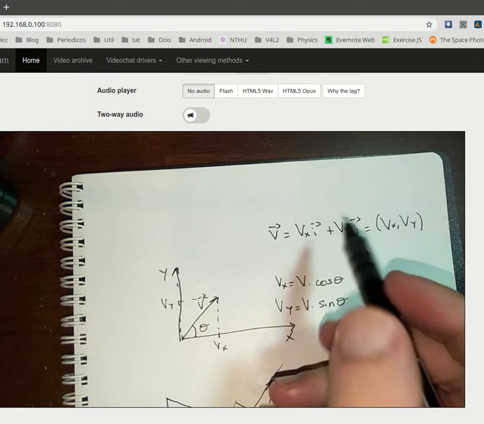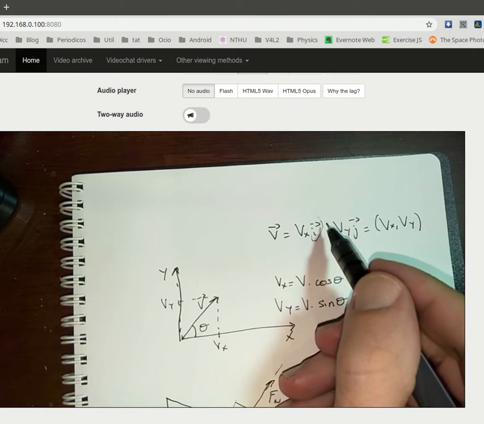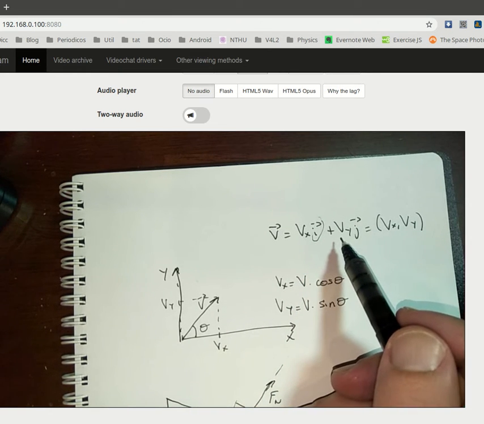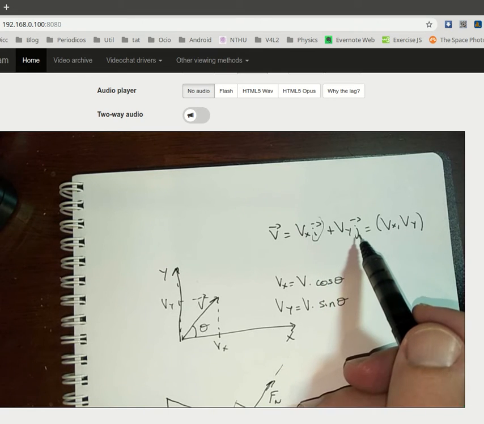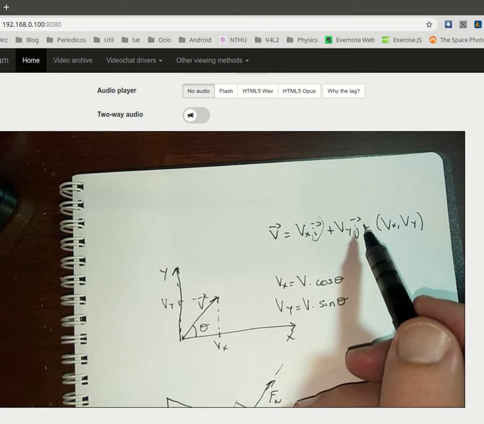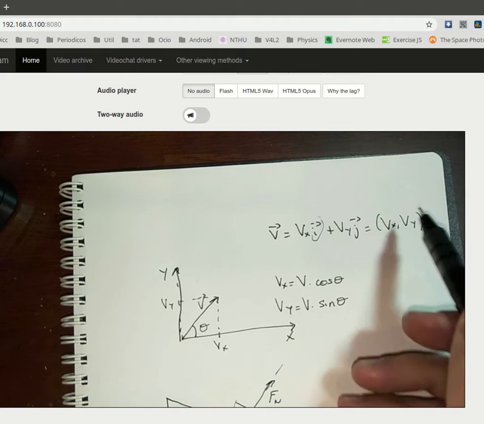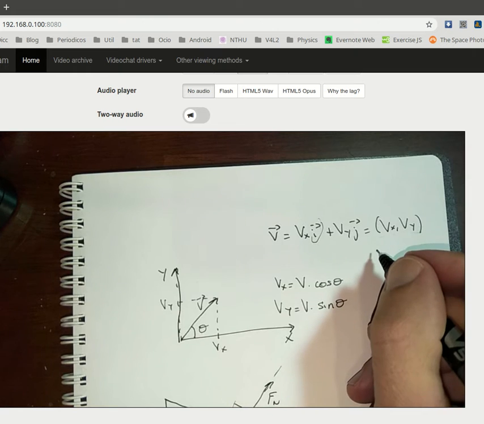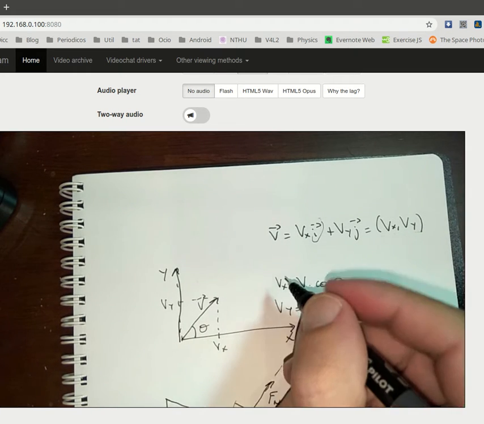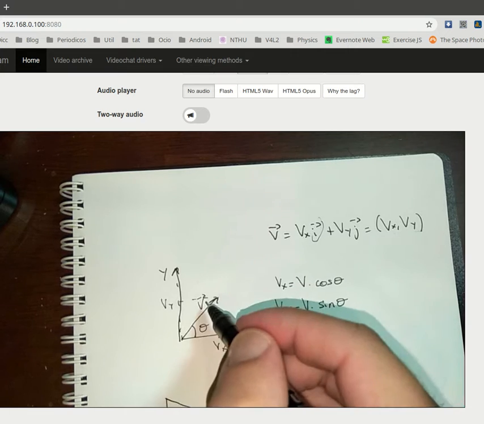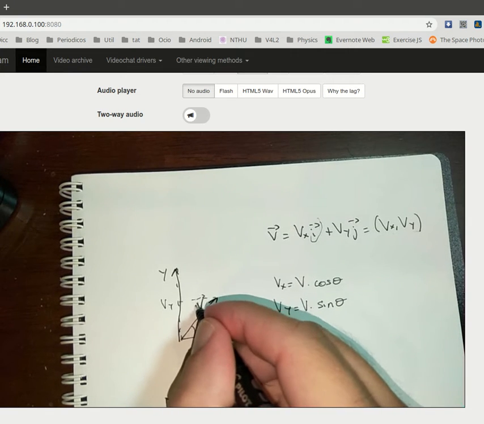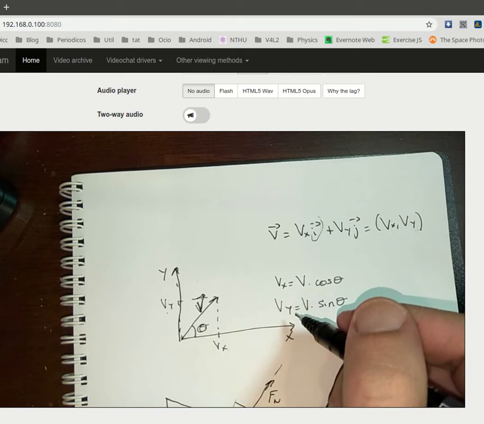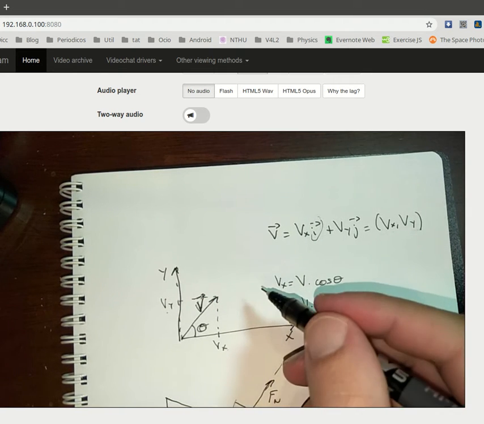Then the vector v is going to be equal to vx i, where i is the unitary vector in the direction of the x-axis, which I talked about many times, plus vy j, which is the unitary vector in the y-axis. Or you can write it down like this. In here you have four magnitudes, or whatever you want to call them: v, theta, vy, and vx. Knowing two of them, you can get the other two.